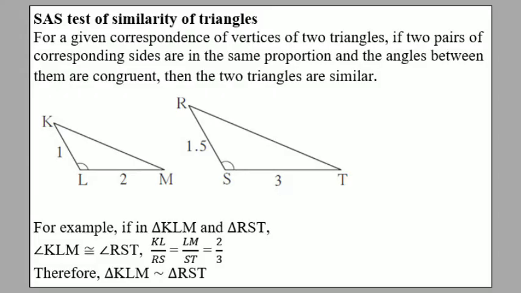Now SAS test for similarity of triangles. For a given correspondence of vertices of two triangles, if two pairs of corresponding sides are in the same proportion and the angles between them are congruent, then the two triangles are similar. For example, if in triangle KLM and triangle RST, angle KLM is congruent to angle RST, KL divided by RS equal to LM divided by ST equal to 2 by 3, therefore triangle KLM is similar to triangle RST.